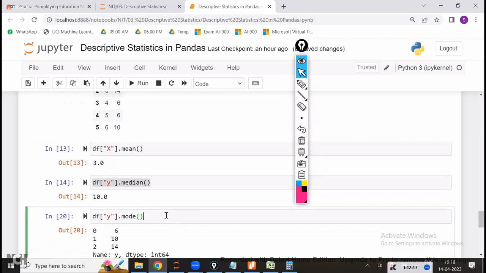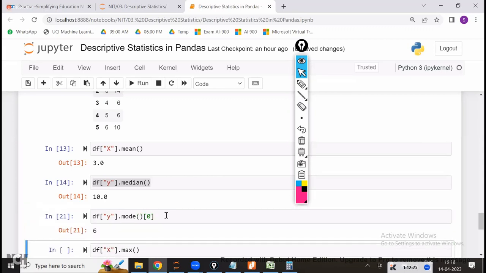Within that, you want only the 6. Now what do we have to do? What is the index number of 6? Row index number of 6? 0. Just apply the 0. How to apply the index number? We have discussed it in pandas. Apply the logic. Is that clear? So, mean, median, mode calculation.